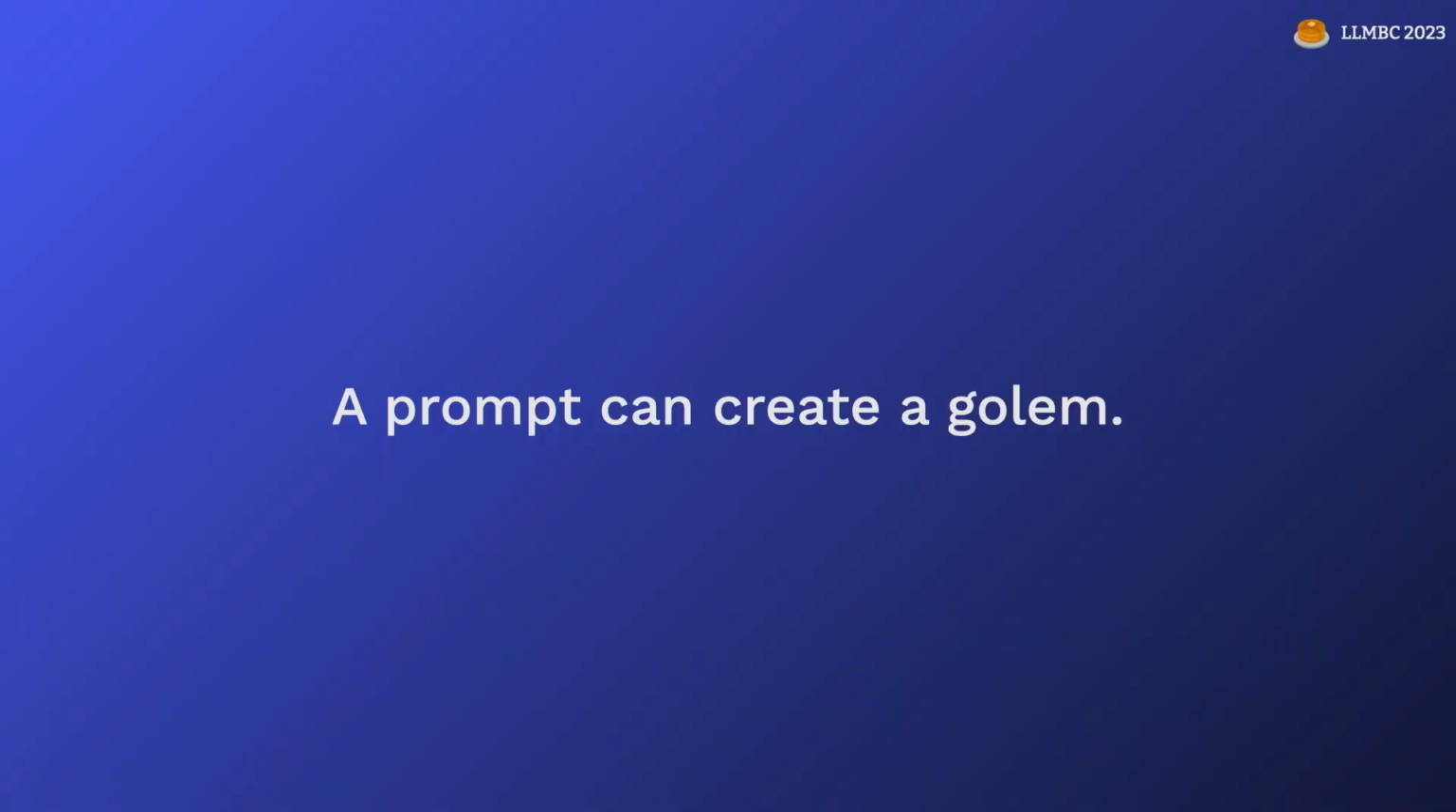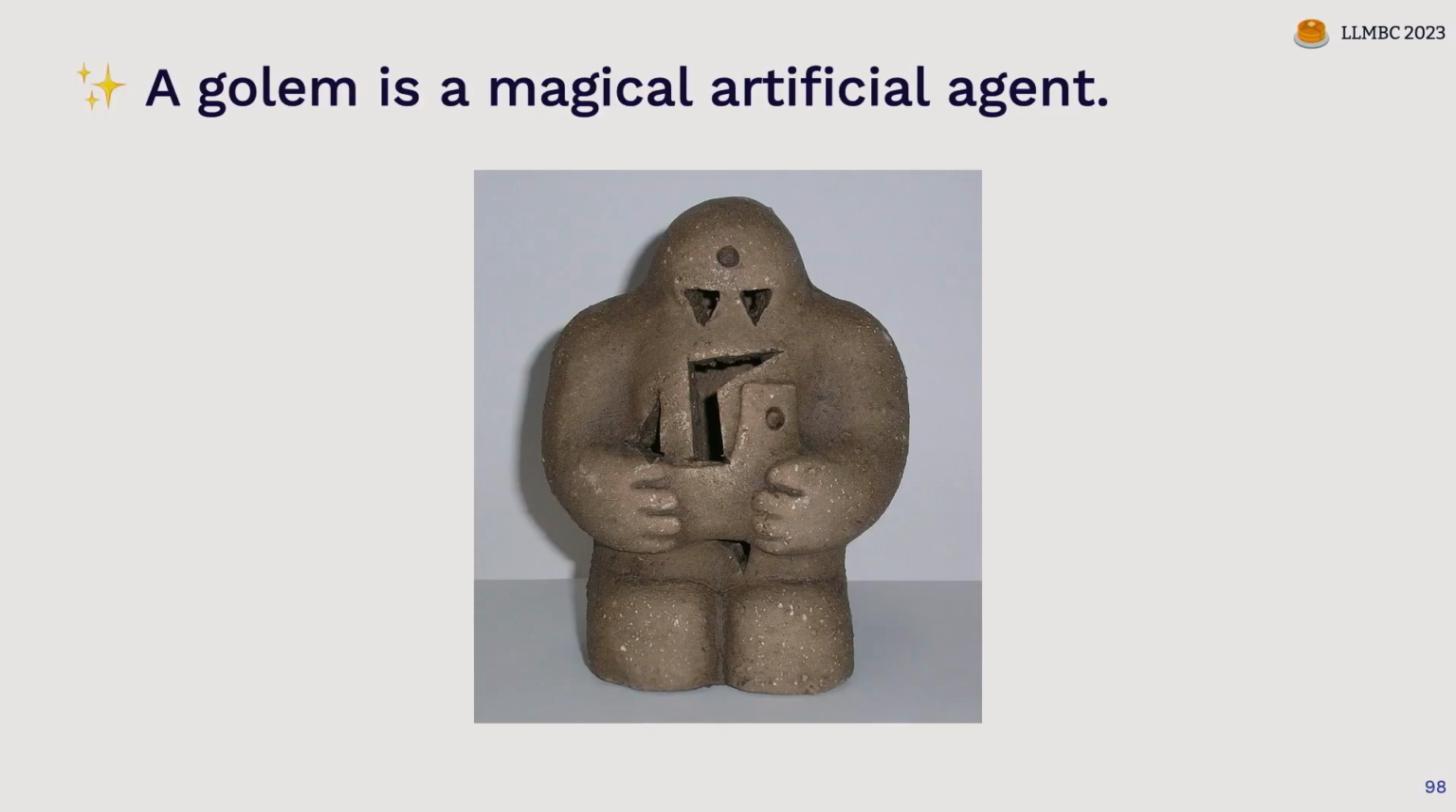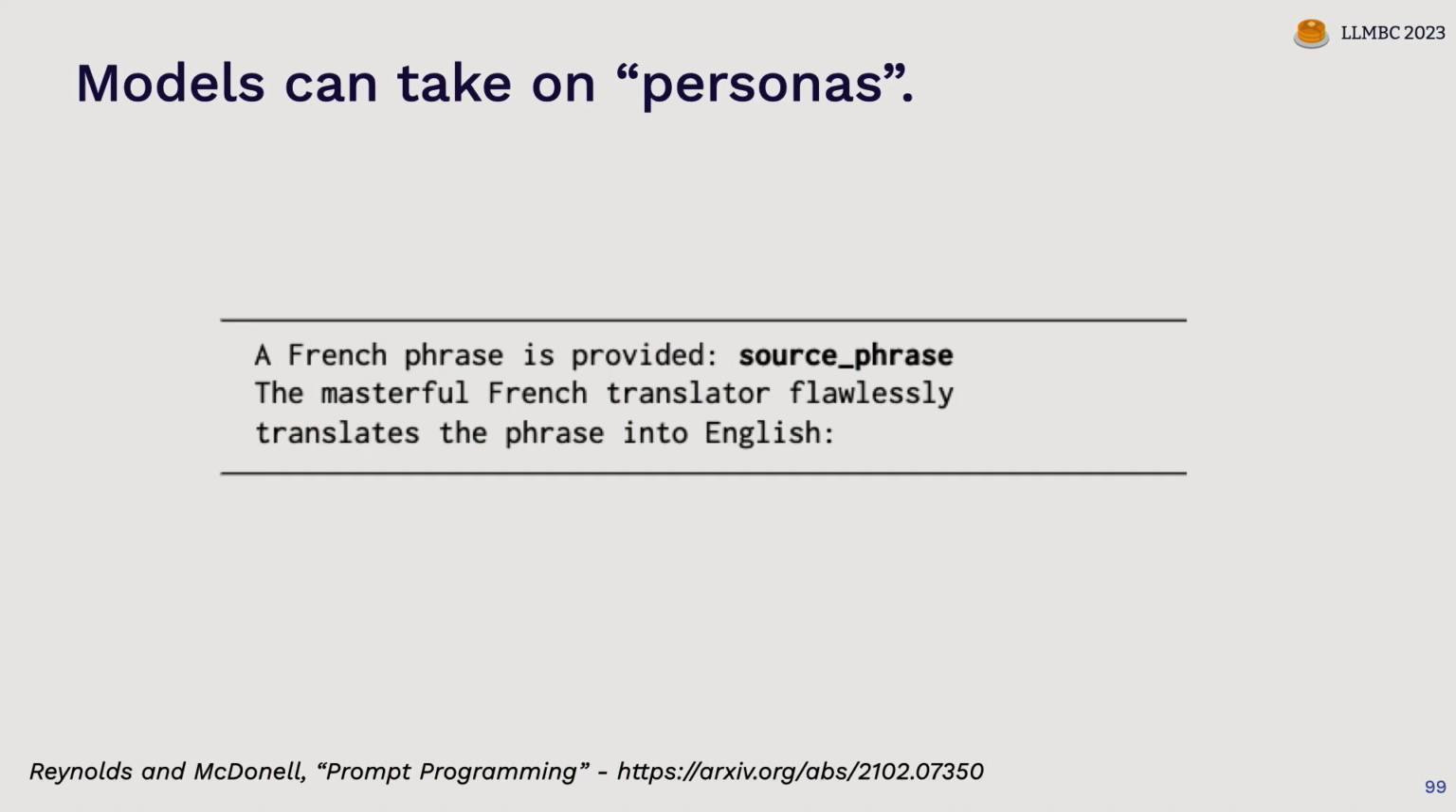So the third kind of metaphor that you can think of for prompt engineering, when you're working with a reinforcement learning from human feedback tuned model like a modern ChatGPT, is that a prompt can create a magical artificial agent. One mental model you can have for that is that models can take on personas. A lot of times what can be helpful is you can tell them what kind of person do we want to simulate? What kind of agent do we want you to simulate?